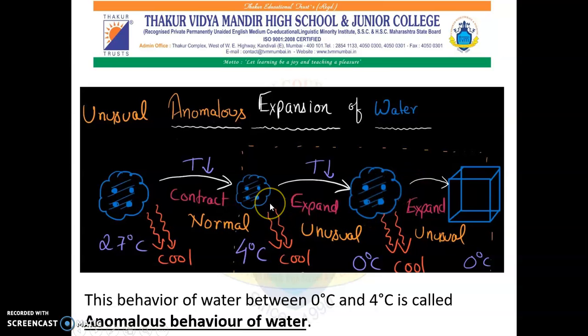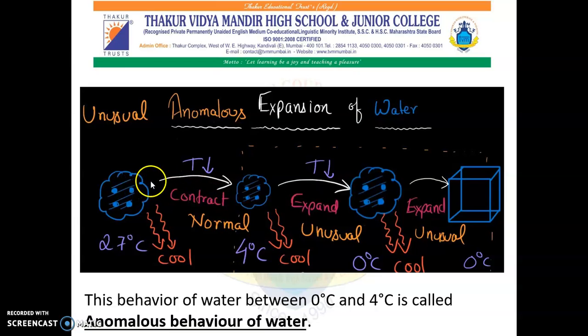If we see in the reverse direction, when this ice is heated, then from 0 degrees Celsius till 4 degrees Celsius, the temperature increases. So when the temperature increases, it should ideally expand, but it starts contracting between 0 to 4 degrees Celsius, and then again from 4 degrees to 27, if it is heated further, it will expand. So the behavior of water between 4 degrees and 0 degrees is quite different. This behavior is called anomalous behavior of water.